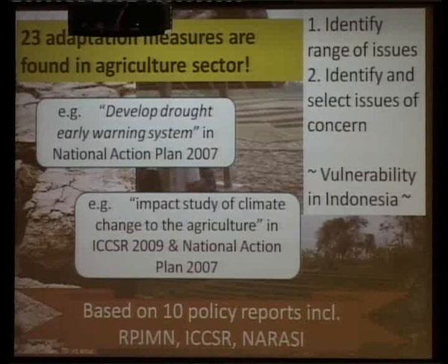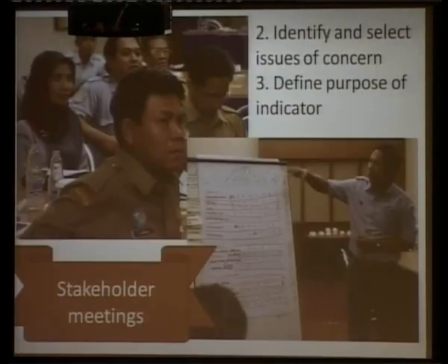I think the second one is water. Water, I think, had 20 adaptation measures within the policy reports. So primarily, we think, agriculture. We look at agriculture as well as water, and then we did a stakeholder meeting, selecting the issue of concern and identifying the purpose for the indicator. At the end, we make an indicator to develop a vulnerability map.